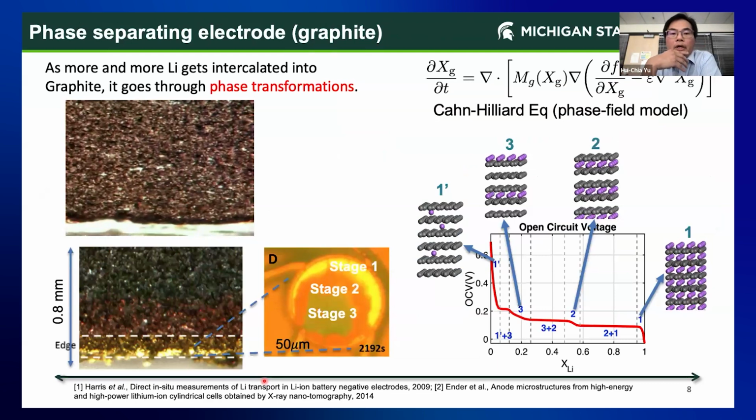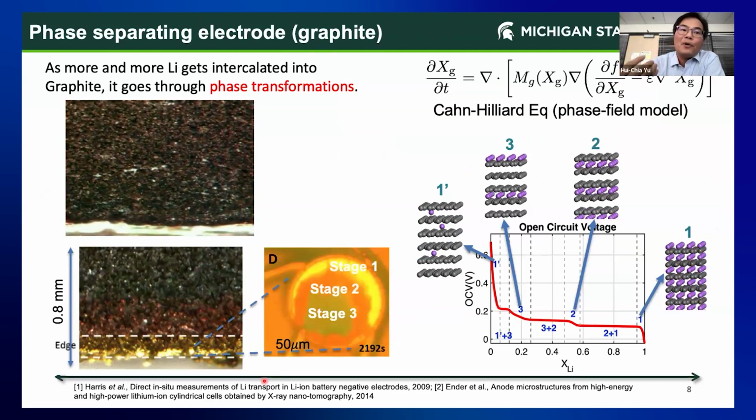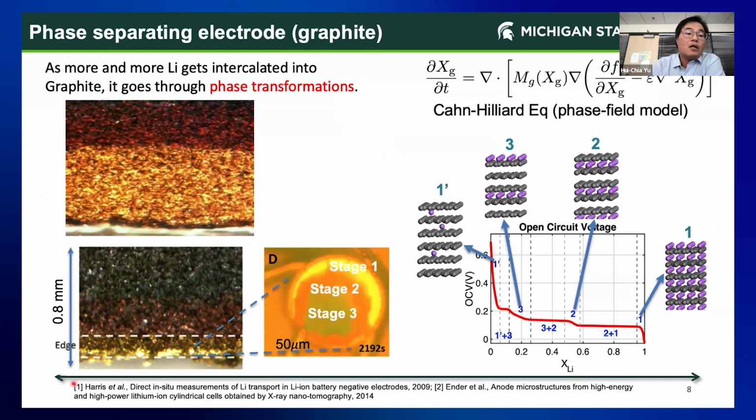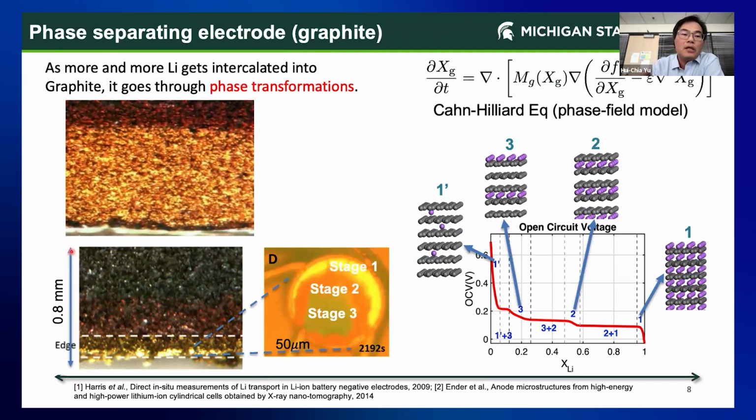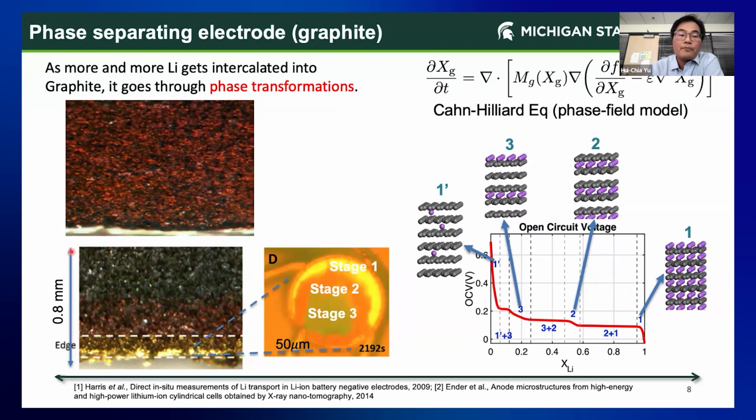So here I just pick up a very simple, relative example that we did, right? And then this one is for graphite anode. And then here is a movie showing when lithium is coming in from the bottom, and as lithium is inserted into the particle, you're actually seeing the color change of the graphite particle.